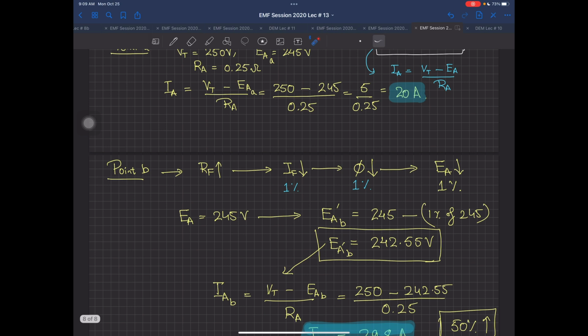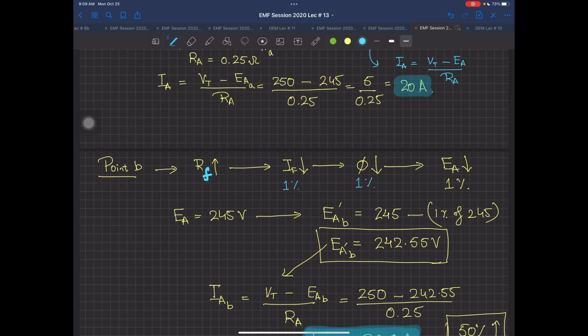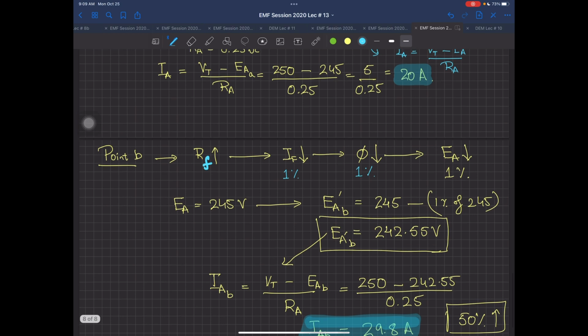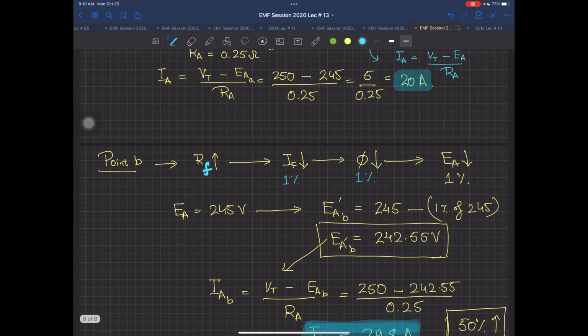What I did in point B was change my RF resistance, or actually this is small f over there. You can change this to small f because this is changed by the resistance. So when RF is changed, your field current has decreased by 1%. Flux has also decreased by 1%. Corresponding to your BH curve or magnetization curve, your EA has also decreased by 1%. Previously your EA was 245 volts, so now 245 minus 1% of it gives 242.55 volts.